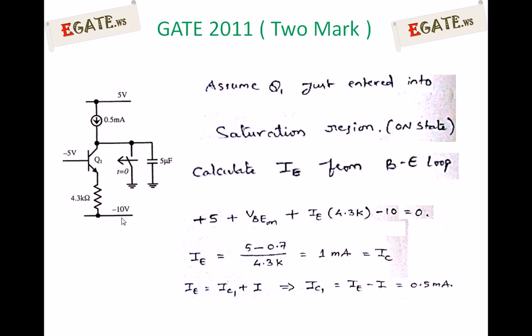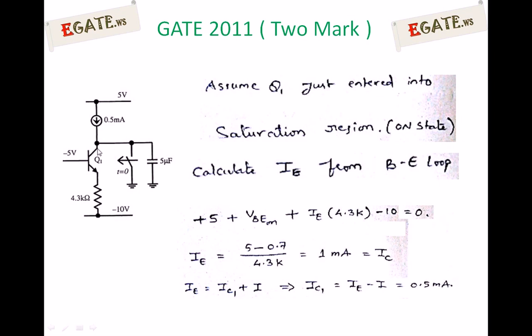From this we can calculate the current flowing through the emitter: IE is equal to 1 milliampere, that is nothing but IC, since beta is very large, so the base current is neglected. So now the collector current is 1 milliampere, flowing into Q1. But looking at the circuit, the collector current is 1 milliampere, while the current supplied by 5 volts is 0.5 milliamperes. So the other 0.5 milliamperes is coming from the capacitor.